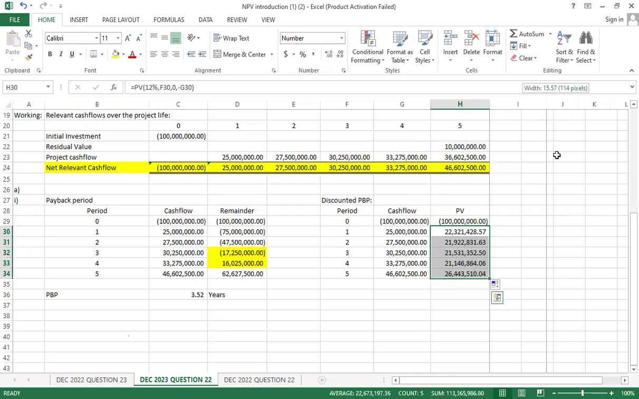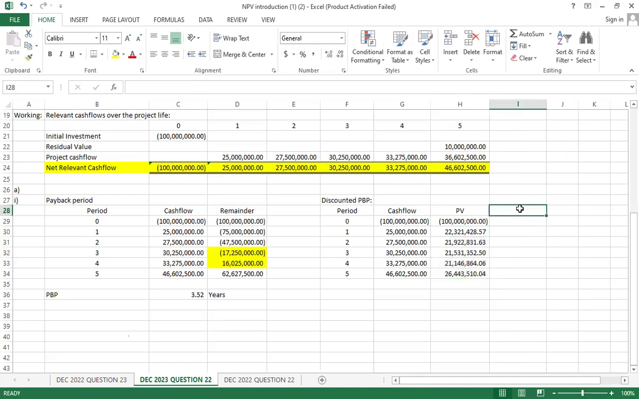Now, once you have computed the present values, you can now have that column which we had called the remainder. In period 0, the remainder is just the 100 million. You now work with these present values for the discounted payback period, so that in period 1, the remainder is 100 million, remember, plus this 22.3 million. And then I drag the formula to the last year.